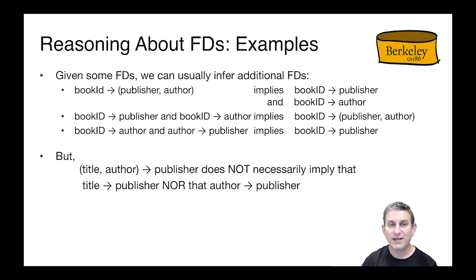Let's look, however, at a counterexample. If we have a pair title, author determines publisher, that does not necessarily imply that title determines publisher, nor that author determines publisher. Let's think about that. There may be many books with the same title that have different publishers, so that makes sense that that doesn't work. And an author may write many books and change publishers over time, so author may not determine publisher either. And so somehow we can't take apart the left-hand side of one of these functional dependencies and apply its pieces to the right-hand side. So we're going to need some rules for how to reason about these things.